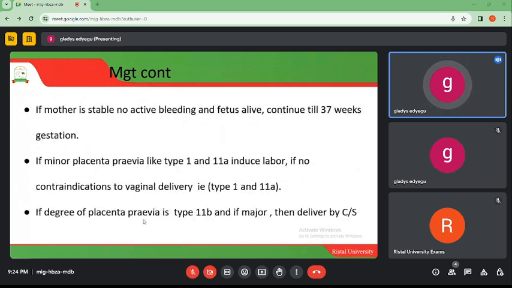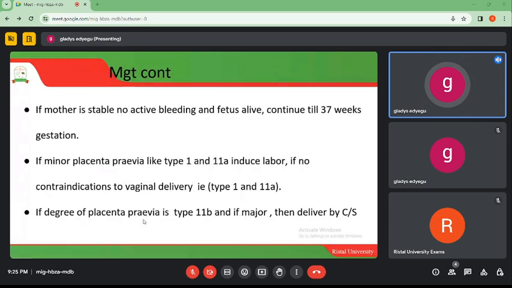So I think the power went off when we were trying to explain about the minor placenta previa, like type 1 and 2A, where we can induce labor if there are no contraindications to vaginal delivery, that is type 1 and 2A. And then we said type 1 and type 2A, the mother can easily be induced because in type 2A, the placenta is located at the upper part, that is the anterior part of the uterus, and the baby cannot damage it during the time of delivery.